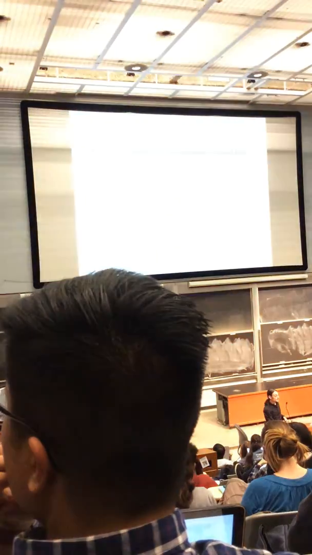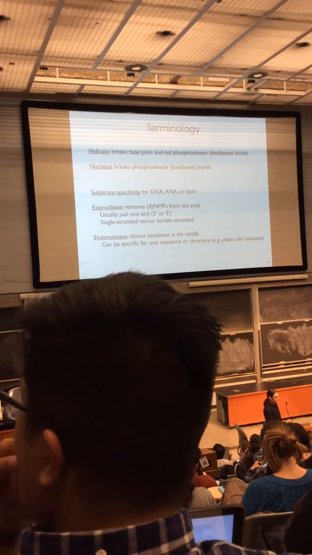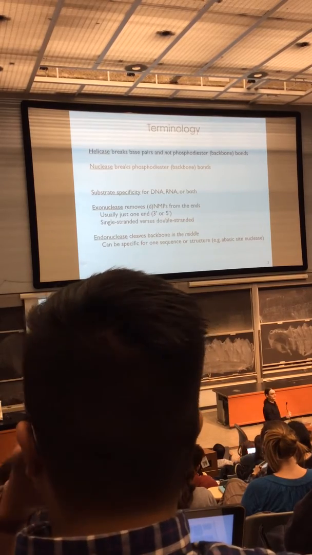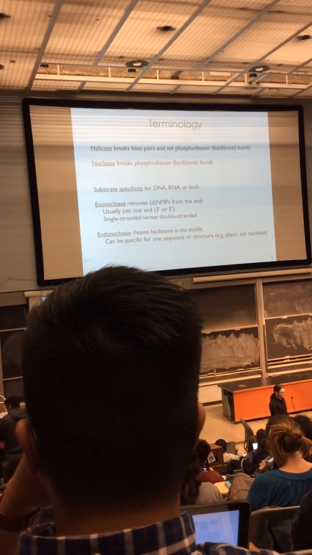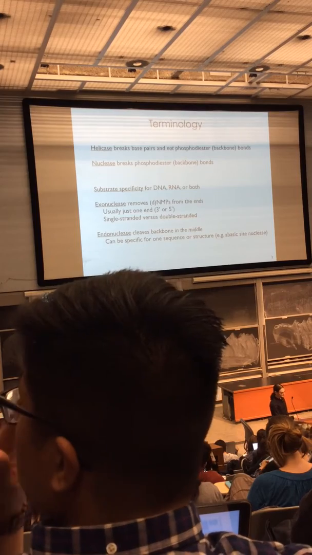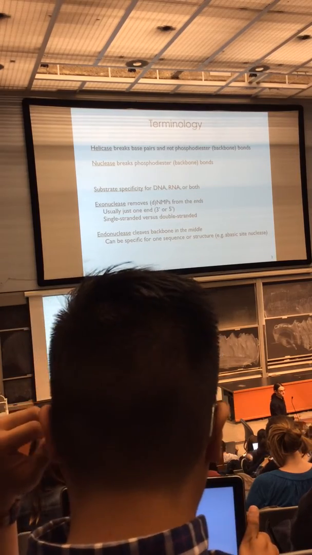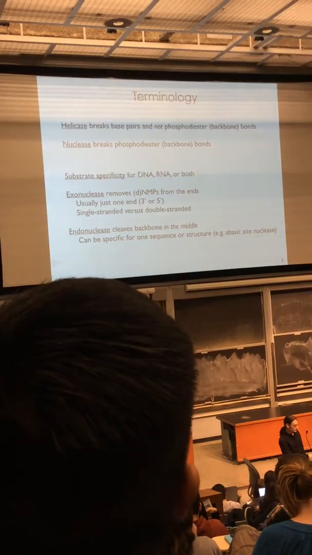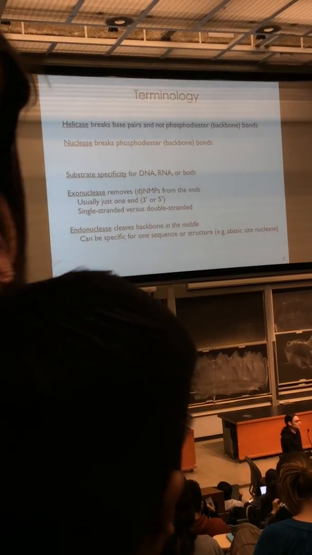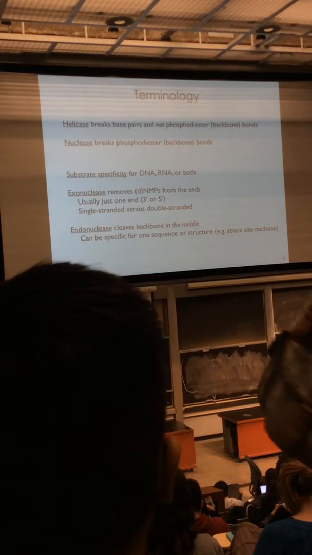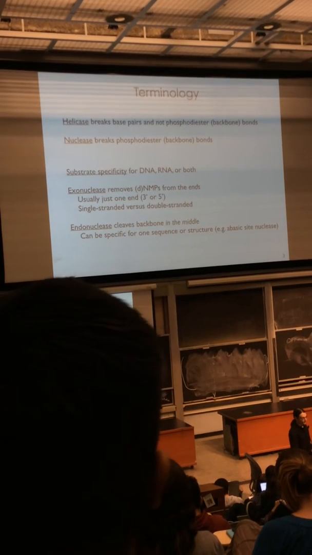I mentioned that nucleases break the phosphodiester bond in the backbone. An exonuclease does that essentially only right at the end of the molecule. It removes NMPs or dNMPs from the ends. Usually it's specific for one end, and it will remove them just from the 3' end or just from the 5' end. Often it's also very specific for whether its substrate is single-stranded or double-stranded, and which strand it removes.